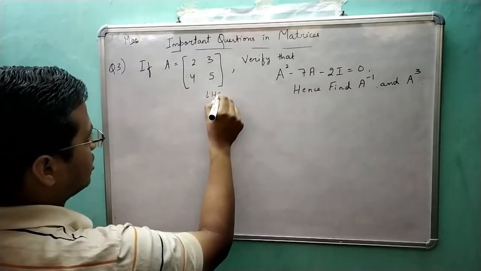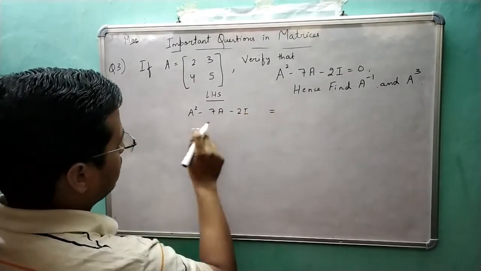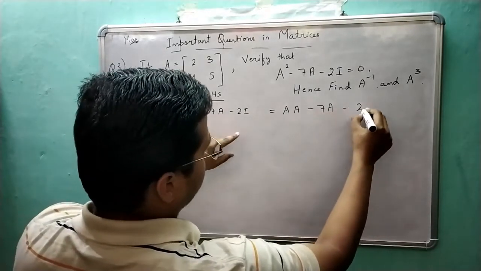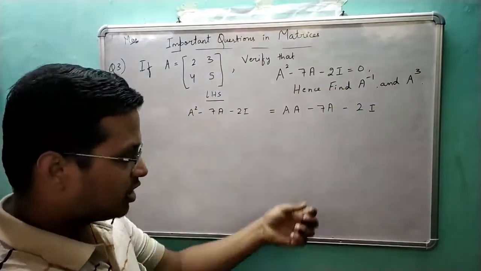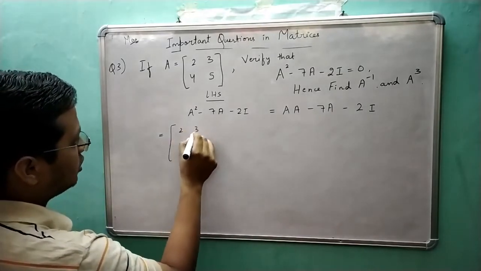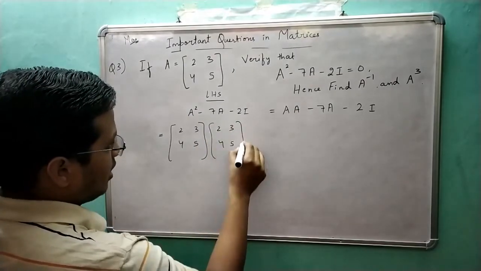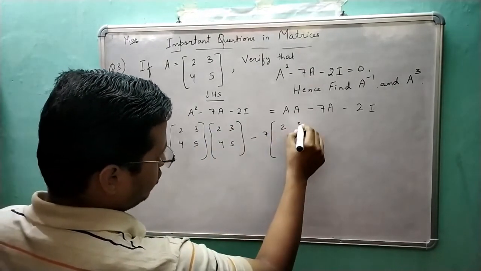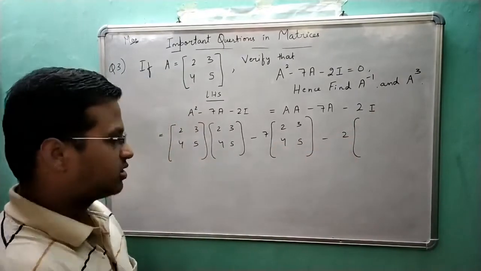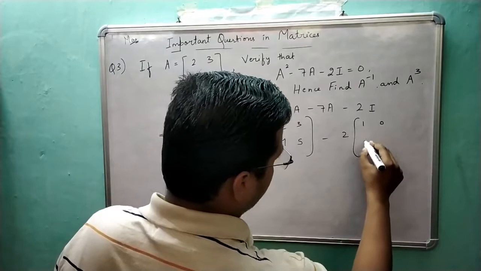So our LHS is A square minus 7A minus 2I, which is equal to, as you know, A square is A into A, 7 into A, minus 2 into I. What is I? It is the identity matrix. So let us put the values. A is 2, 3, 4, 5 into again 2, 3, 4, 5, minus 7 times A, so 2, 3, 4, 5, minus 2 times I. I is the identity matrix. As we are using 2 cross 2 matrix everywhere, the identity also has to be 2 cross 2 order.